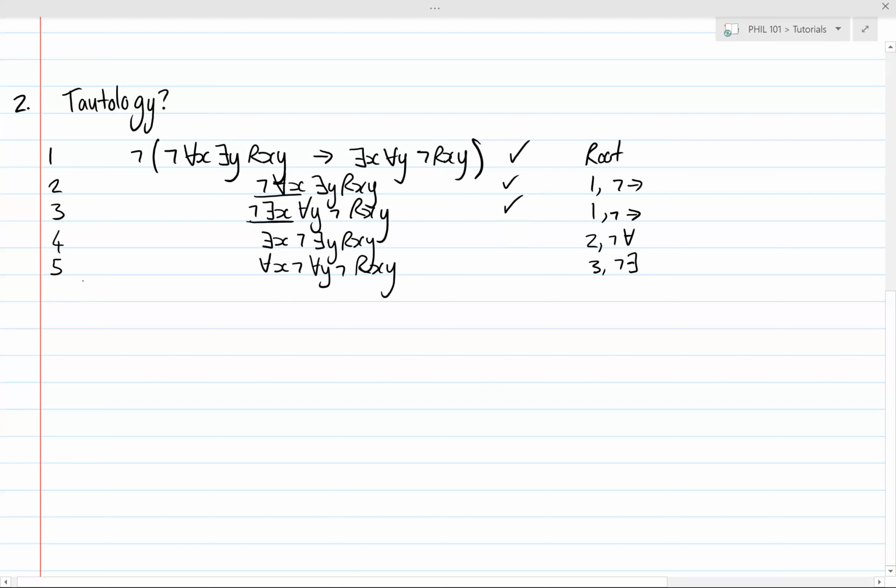Right, now I'm going to focus on this line because it's got an existential, and so I can use that by putting in a variable for that, and I'm going to call it a. So I copy out the rest of the formula, but everywhere I see an x, I put an a instead. There does not exist a y, r a y. And so I've got line 6 from line 4 using the existential rule, and the variable we used was a.